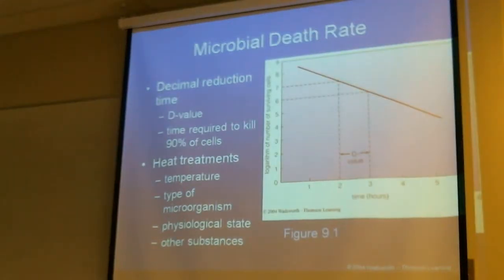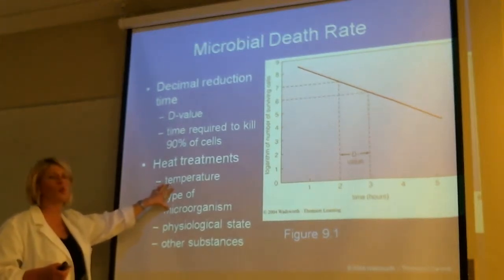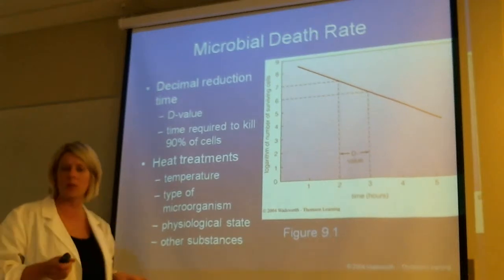Decimal reduction time, sometimes called the D-value. This is the time required to kill 90% of the cells. Now this obviously would fluctuate depending upon the organism. So some of the things that they subject these organisms to would be various temperatures, so heat treatments would be an example. You don't have to worry about the last two things, physiological state or other substances. But keep in mind that the temperature would vary depending upon the type of organism.